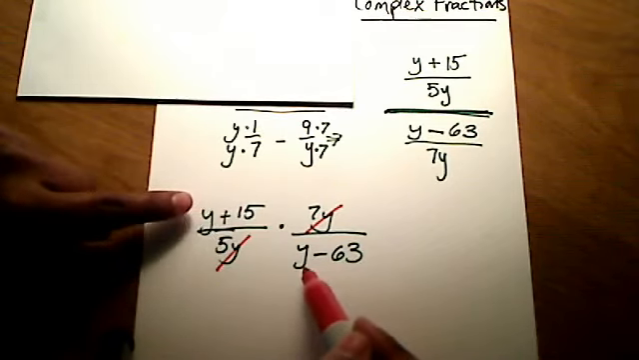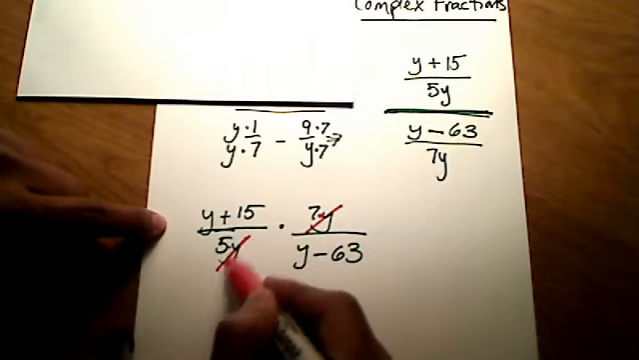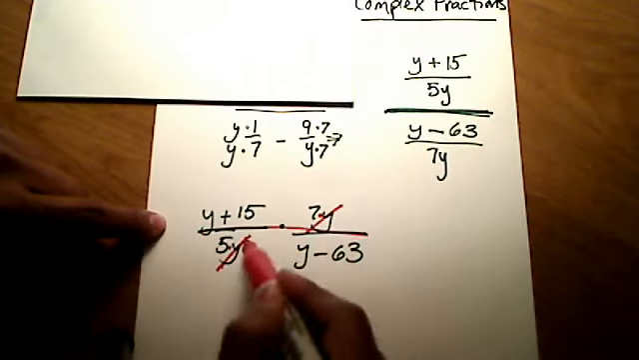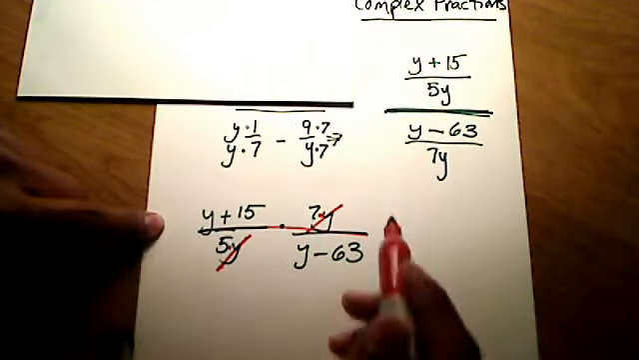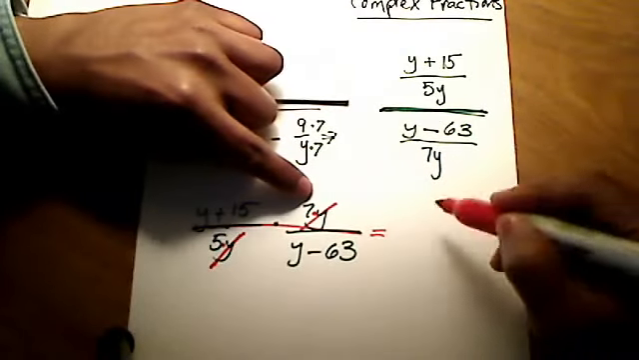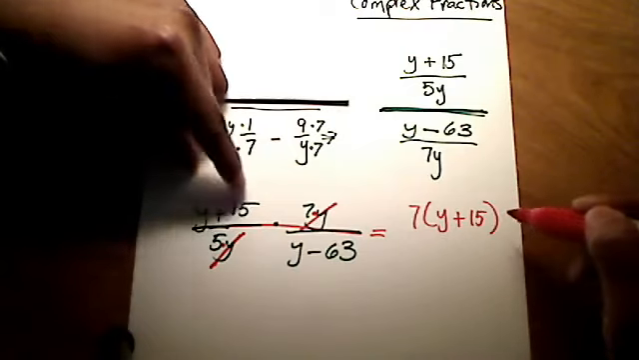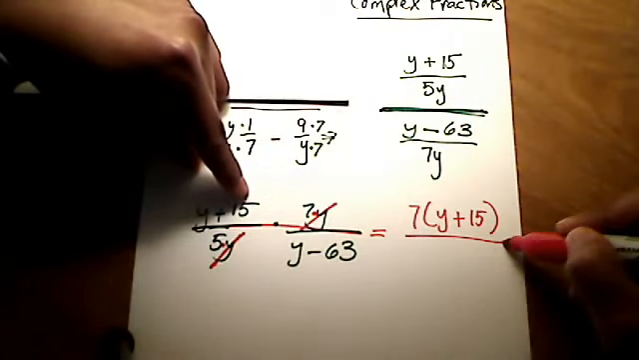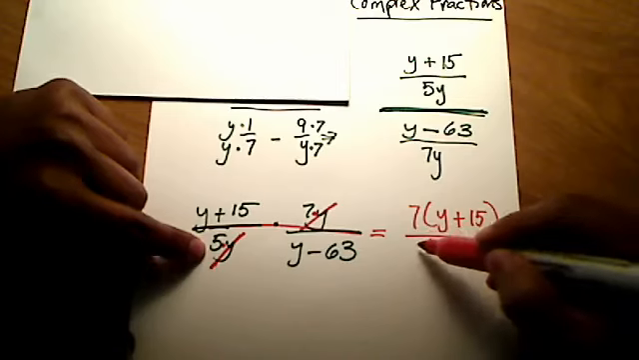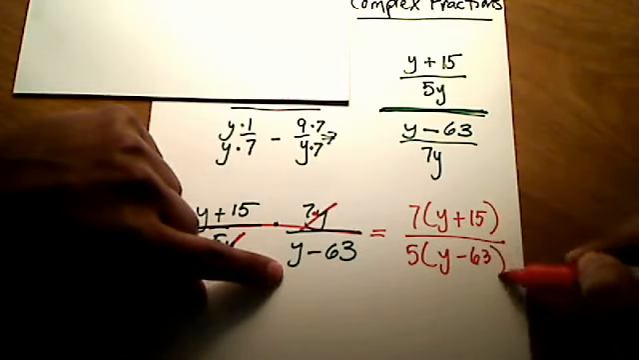They're attached to these other things, whereas all of this was multiplication. That's what allows me to cross these guys out. Division is the opposite of multiplication. Alright, so my final answer then here is, if I clean up the numerator, I've got a 7 times y plus 15 in my numerator, and on the denominator, I've got a 5 and a y minus 63.